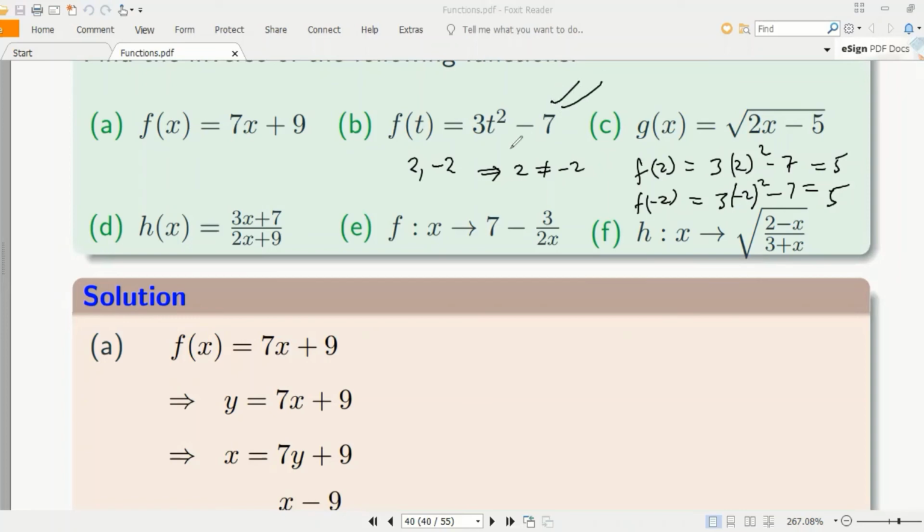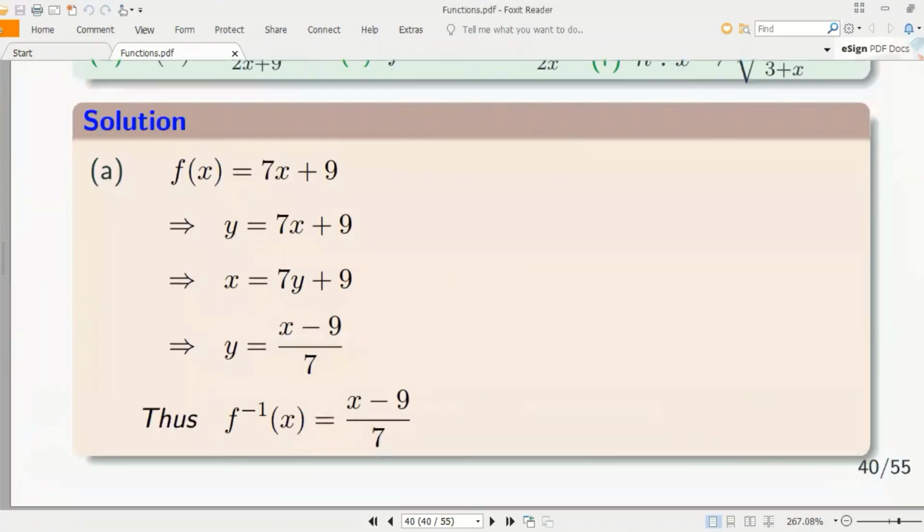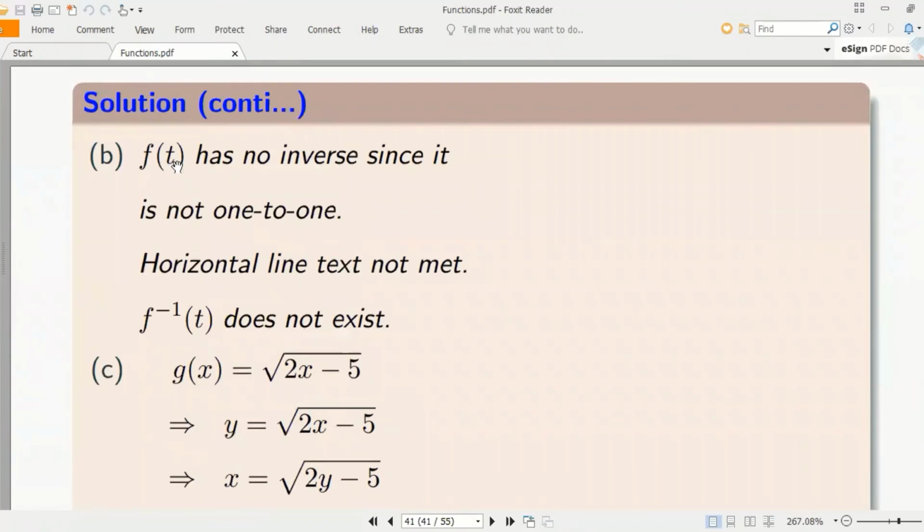It's not one-to-one, and therefore it has no inverse. This is another way to test if a function is one-to-one, the horizontal line test, but I've not taught you this in this lesson. So let's look at part 3.